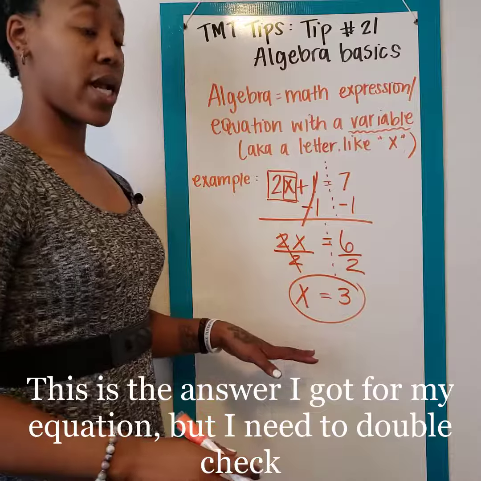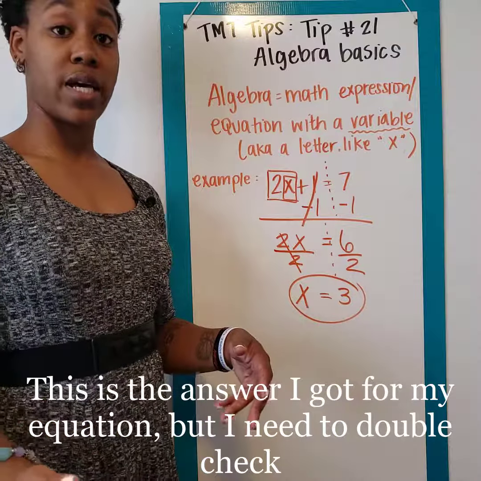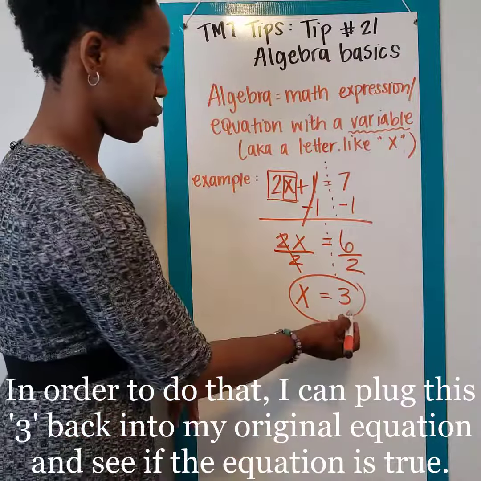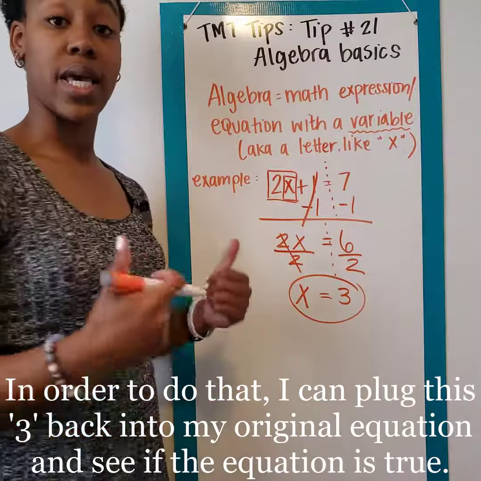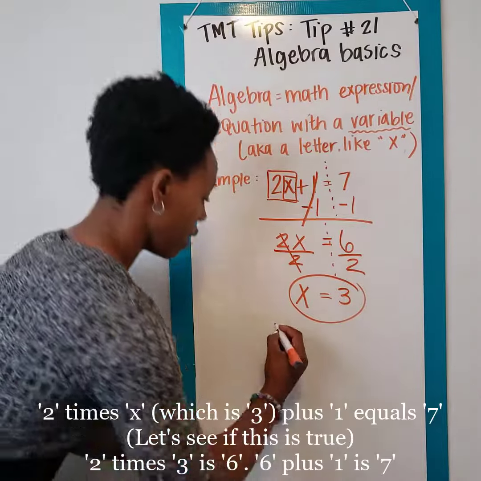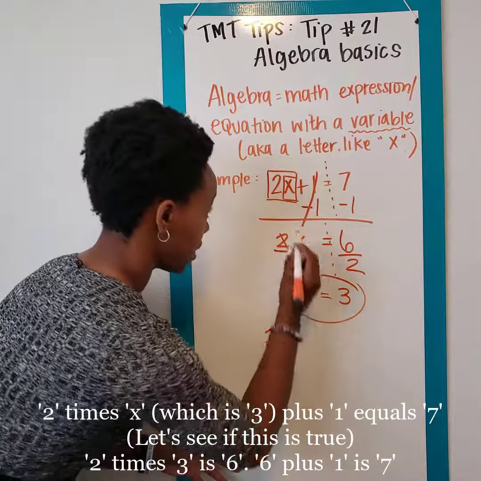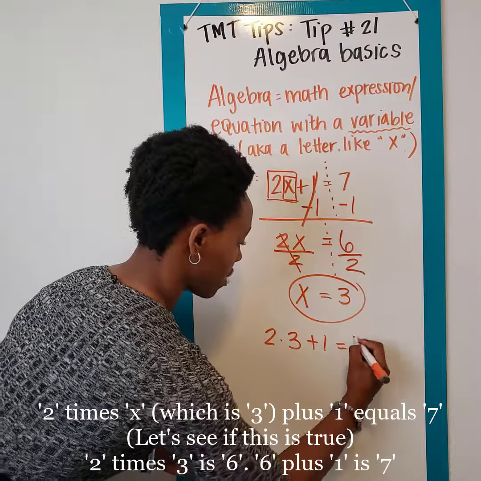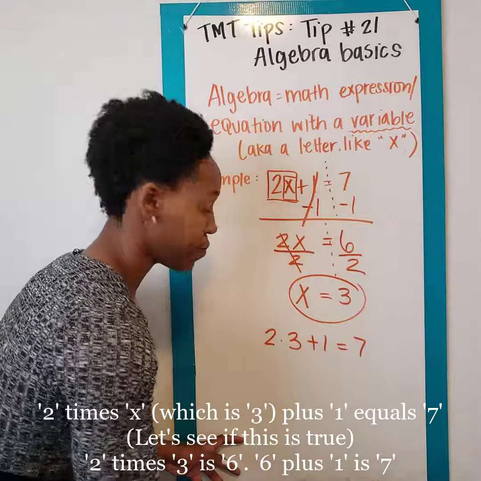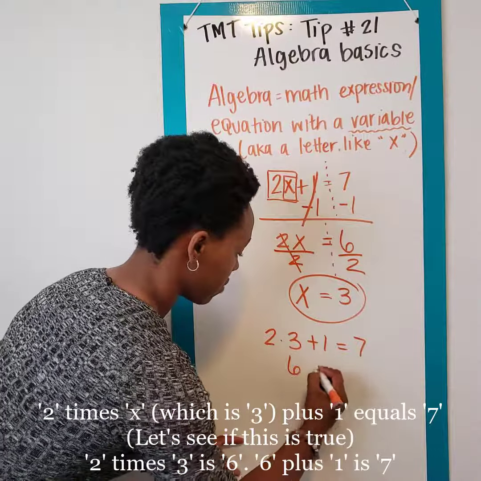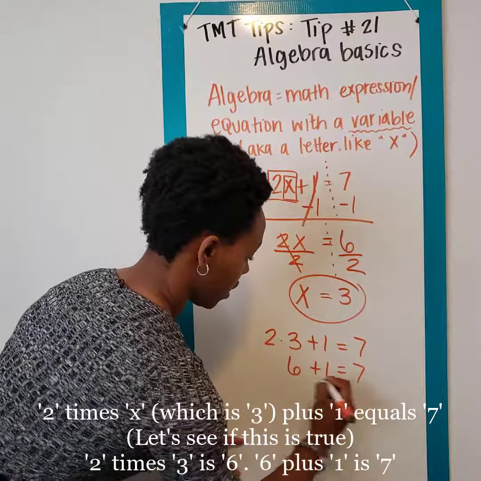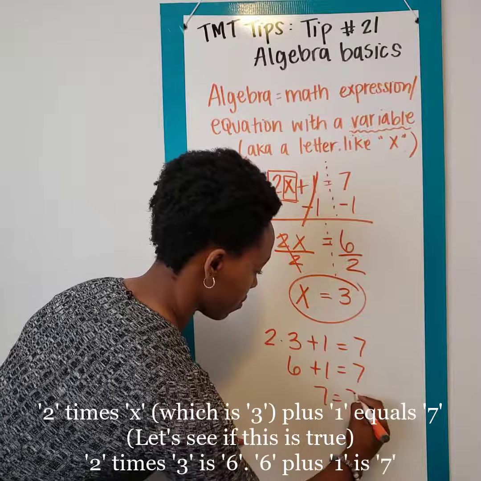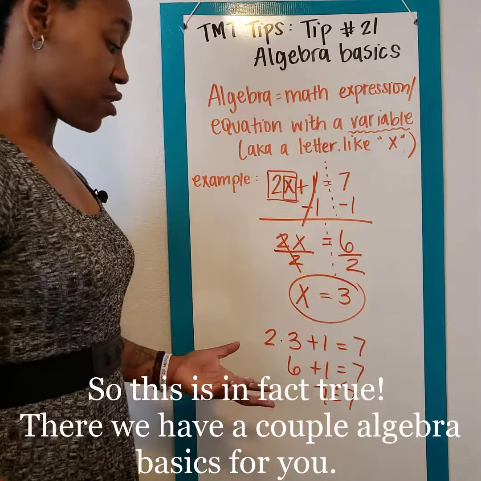So this is the answer that I got for my equation, but I need to double check. In order to do that, I can plug this 3 back into my original equation and see if the equation is true. 2 times x, which I found is 3, plus 1 equals 7. So let's see if this is true. 2 times 3 is 6. 6 plus 1 is 7. So this is in fact true.